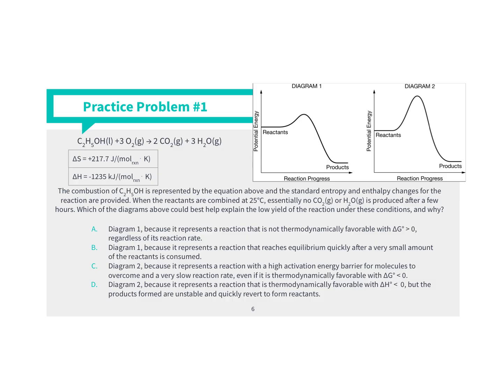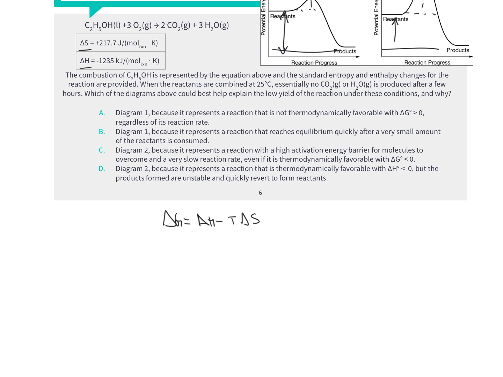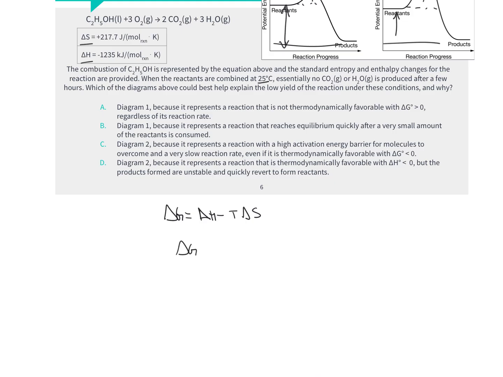So let's look at this practice problem right here. We have this combustion of ethanol, C2H5OH plus oxygen is going to make CO2 plus H2O. And it gives us two different potential energy diagrams. One where we have a really low activation barrier, and one where the activation barrier is higher. But you can see this difference in products and reactants is pretty much the same in both. We're given delta S and delta H, and so from this, we can probably calculate delta G. It's equal to delta H minus T delta S. We're told this is at 25 degrees Celsius or 298 Kelvin.